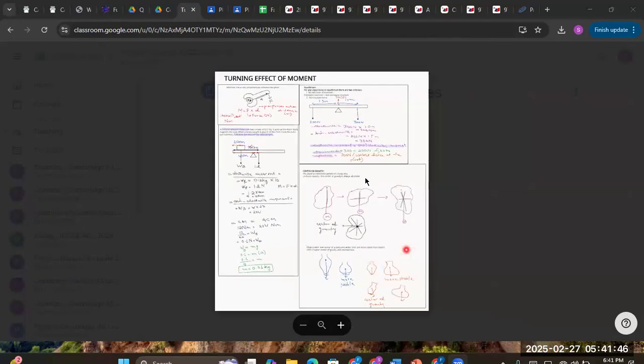So that is basically all there is to turning effect of moment. So if this is all clear and you don't have any questions, let's take a look at some questions on the topic.